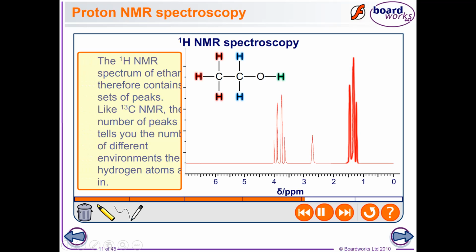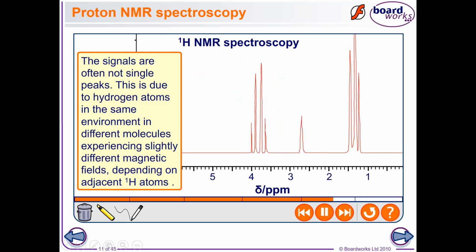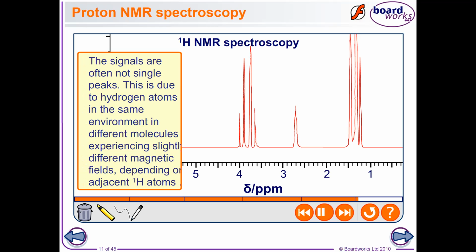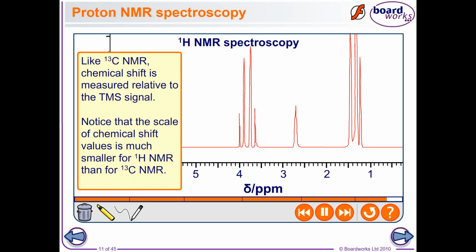Now, the splitting depends on the number of adjacent hydrogens. If you want this explained in more detail, that can happen, but you don't need it. And what we're going to do basically is keep it simple. It's not actually telling us about the splitting yet.